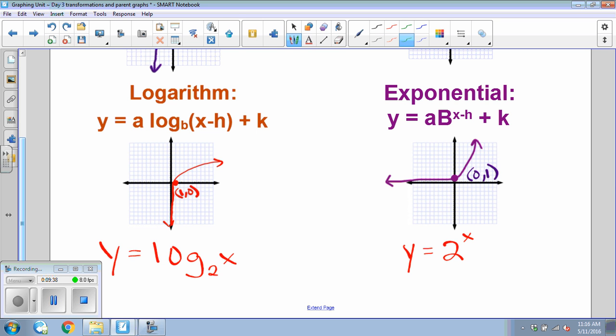That's a times log base b of x minus h, plus k. Its starting point is at 1, 0. All right? And for exponentials, which is the inverse of a log, right? Its starting point is at 0, 1. If you take a logarithm graph and turn it like this, you have an exponential graph.